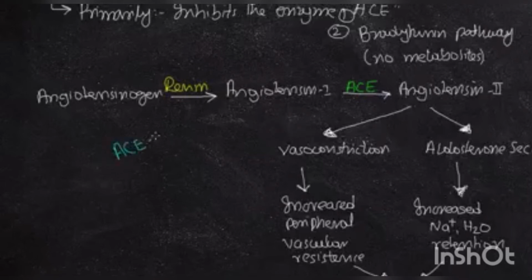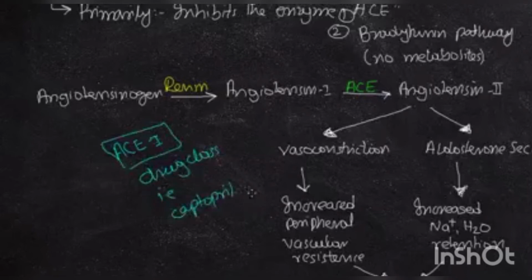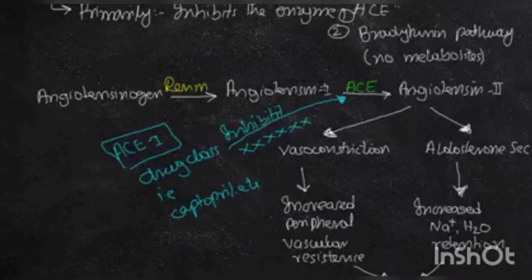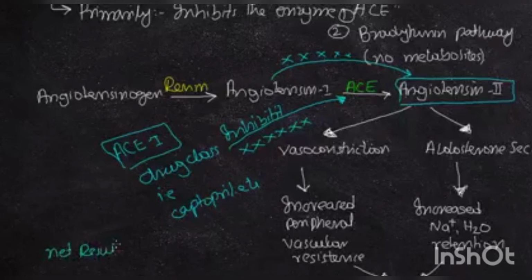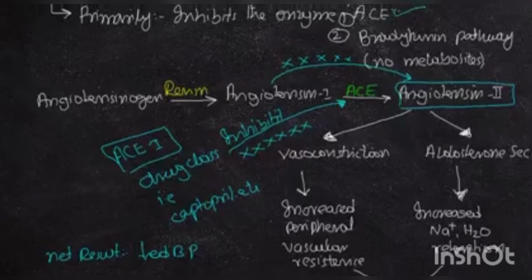When an angiotensin converting enzyme inhibitor such as captopril is given, it blocks, or inhibits, the ACE. When there is a blockade of ACE, there is no conversion of angiotensin 1 into angiotensin 2, and if there is no angiotensin 2, there will be no vasoconstriction and no aldosterone secretion. Ultimately the net result is decreased blood pressure. I hope this makes sense. This was the first mechanism.